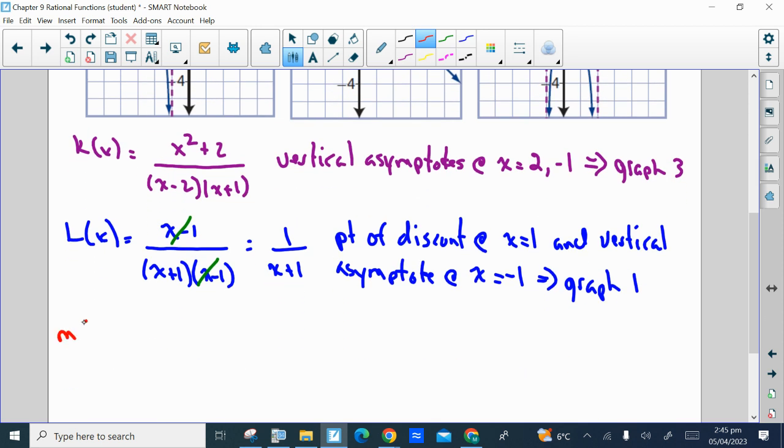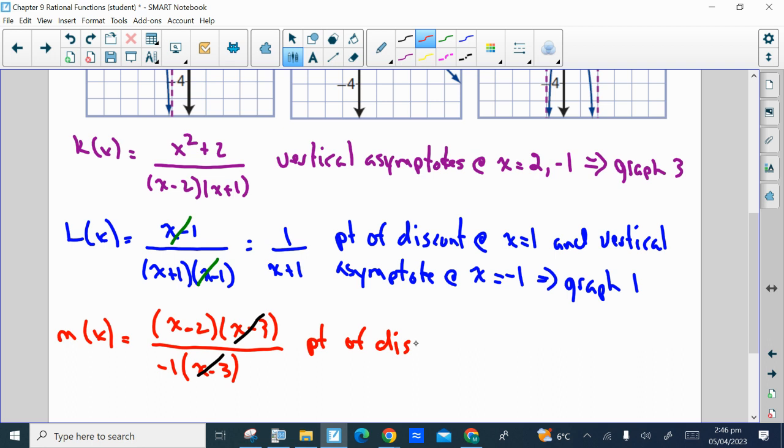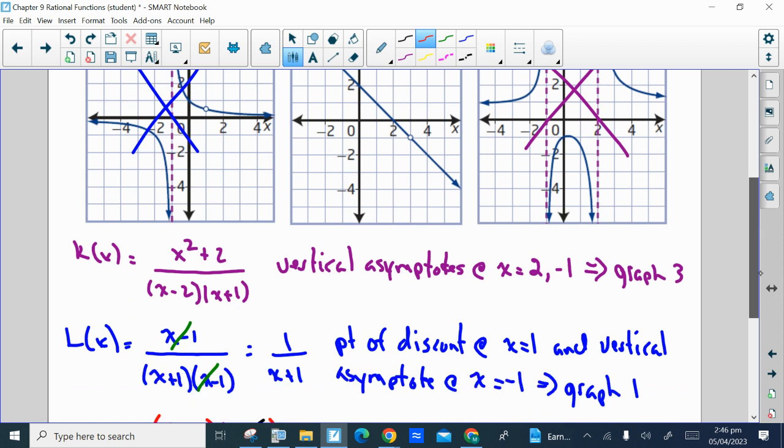And so the last equation, m of x, the top factors to x minus 2, x minus 3. The bottom, if we take out a common factor of negative 1, will give us x minus 3 as well. The x minus 3's will cancel, which means you'll have a point of discontinuity at x equals positive 3. And when you let x equal positive 3 in the simplified equation, I should say, 3 take away 2 is 1, but divided by negative 1 gives you negative 1. There's the point of discontinuity, 3 comma negative 1, which matches graph 2.